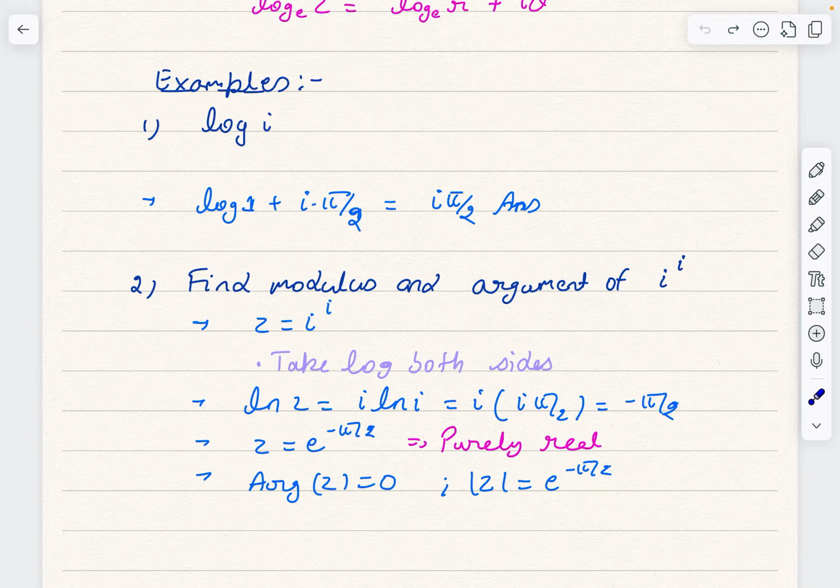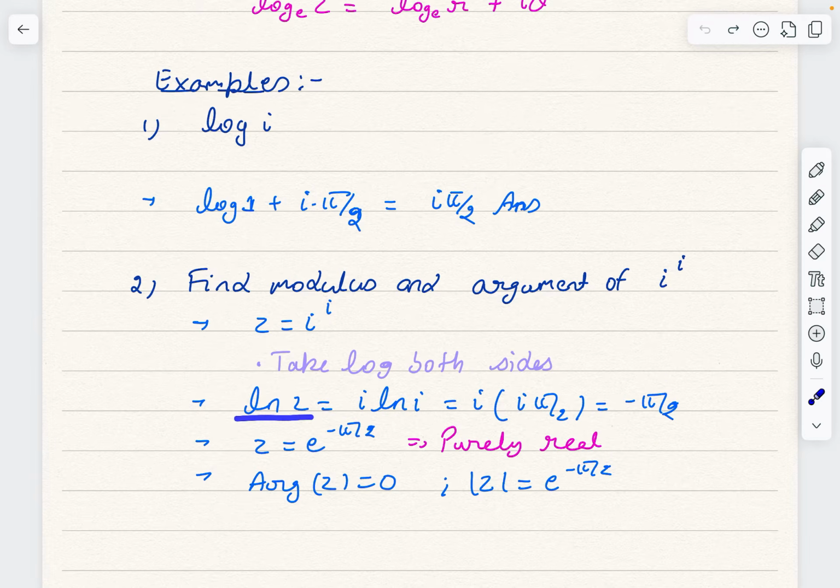See, how do we solve this thing? Take z equal to iota raised to iota and take log both sides. So log z will become iota outside, iota log iota. Now log iota, we discussed in the previous problem, is iota pi by 2. So into iota, you get iota square, which will be minus 1, so you get minus pi by 2.